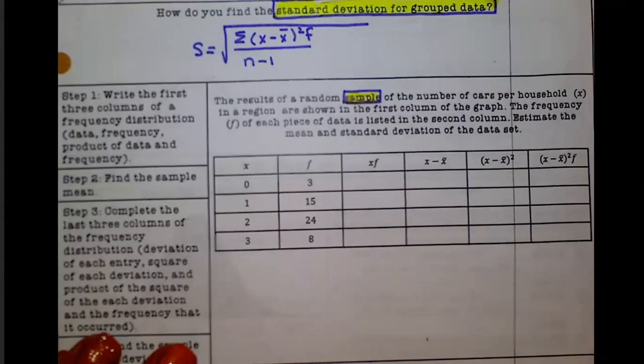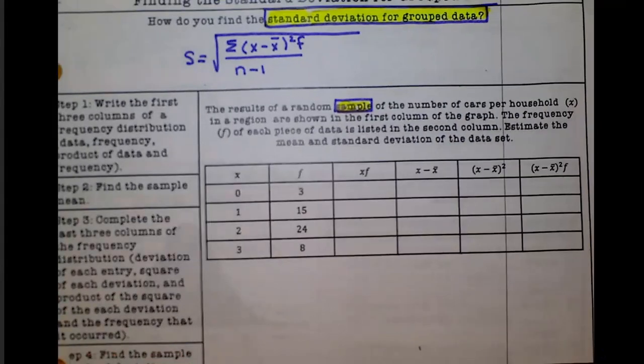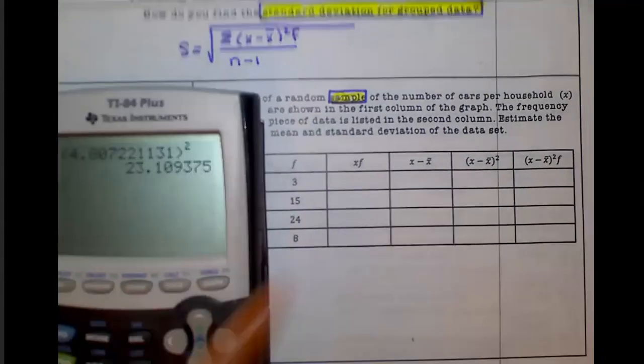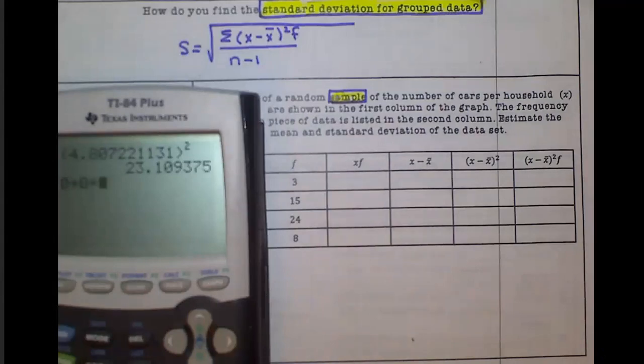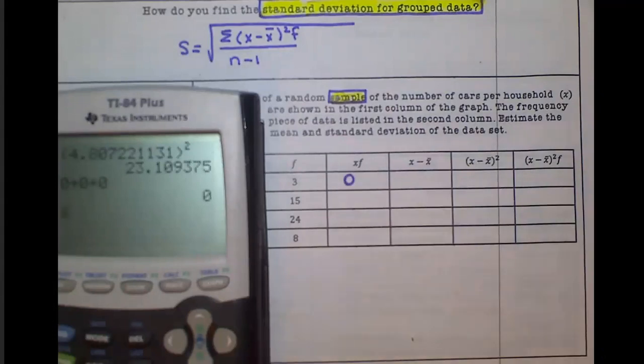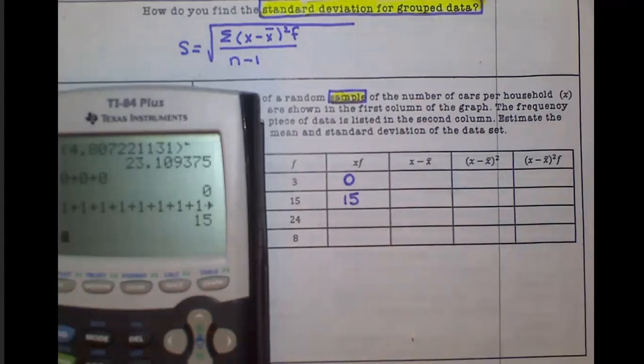So you don't want to write all that out sometimes. So sometimes it's organized in a table. Well, if I have 0 that occurs 3 times, think about that for a minute. If I have 0 that occurs 3 times, the total of that's going to be 0. Okay? If I have 1 that occurs 15 times, that's going to be 15. If I have 2 that occurs 24 times, I don't want to type all that in every time.